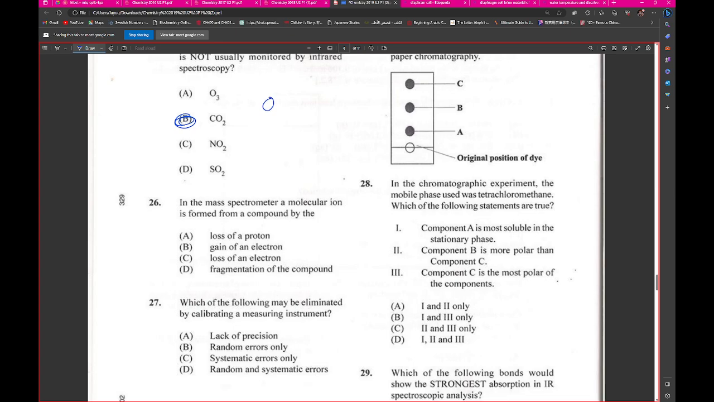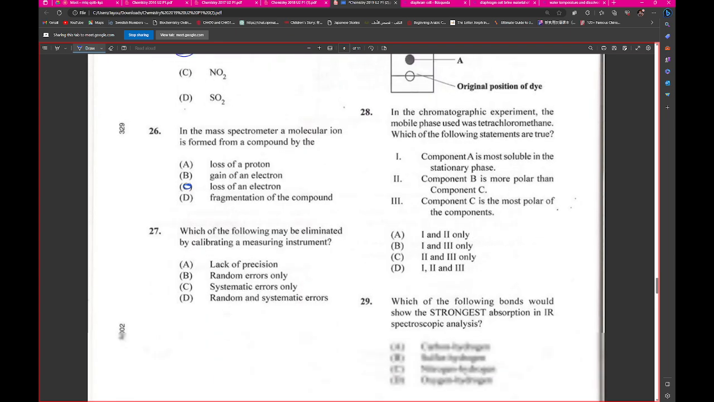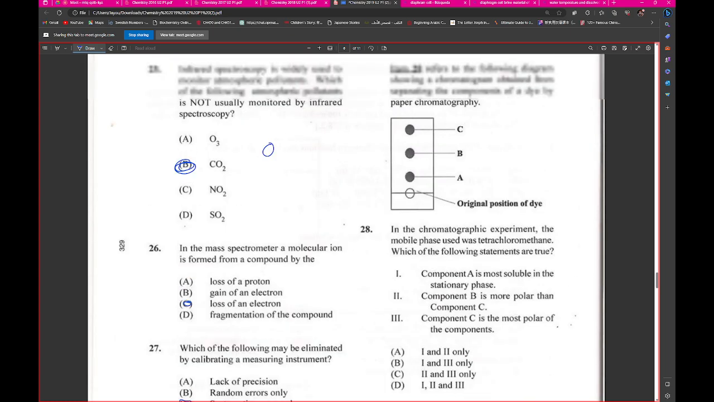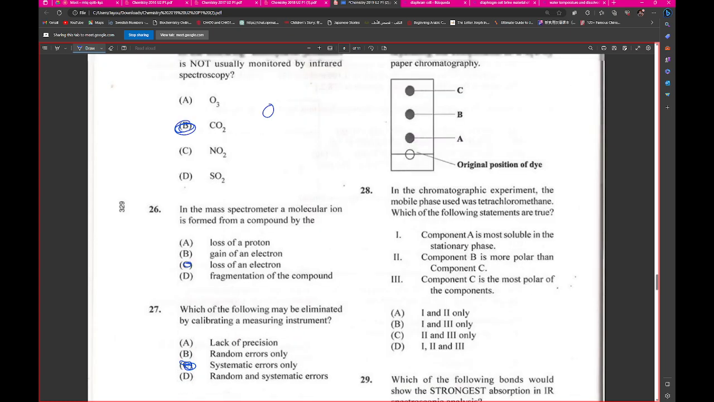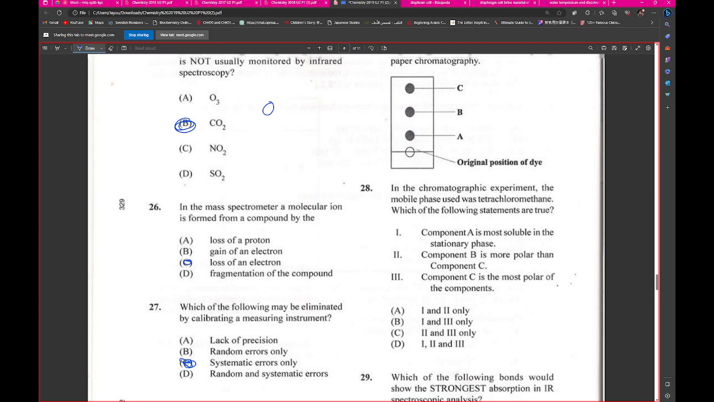In the mass spectrometer, a molecular ion is formed from a compound by the loss of an electron. Which of the following may be eliminated in calibrating the systematic errors only? Hoping to remember these. In the chromatogram, alright, so we looked at this already. So it said, or was it all of the above?